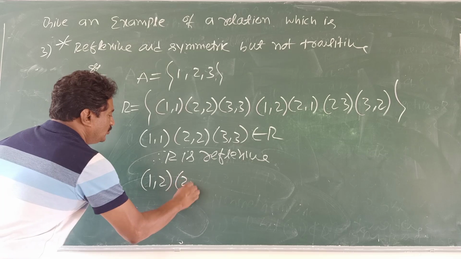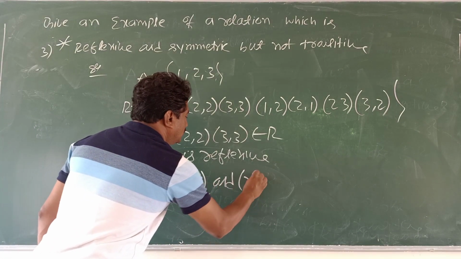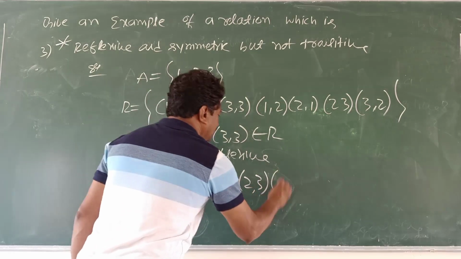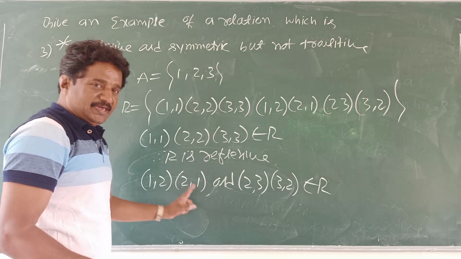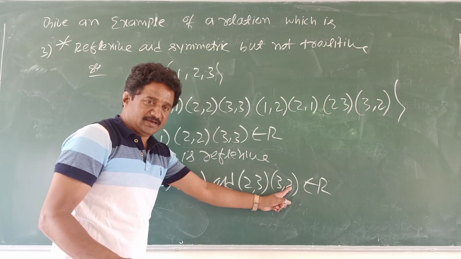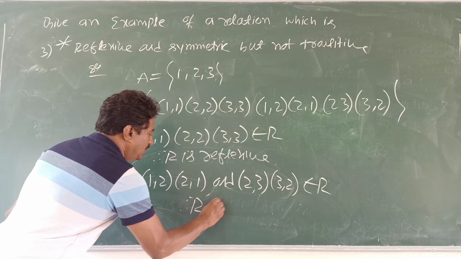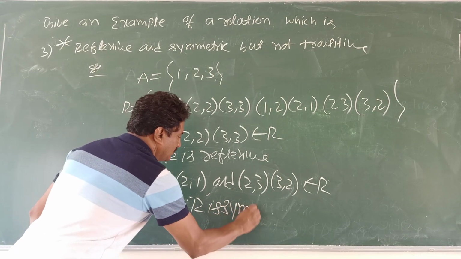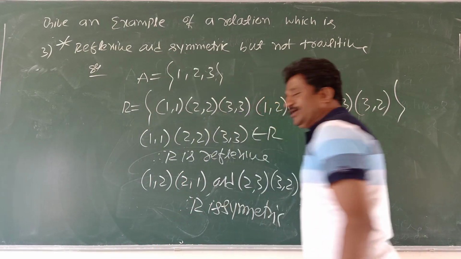(1, 2), (2, 1) and (2, 3), (3, 2) belong to R. If (a, b) is there, (b, a) is there. Correct? Therefore, R is symmetrical. Now it should not be transitive.